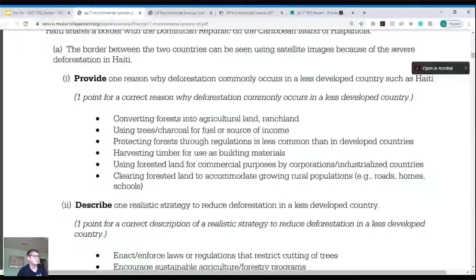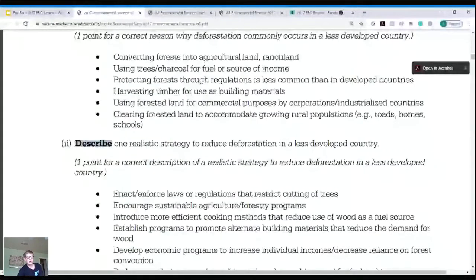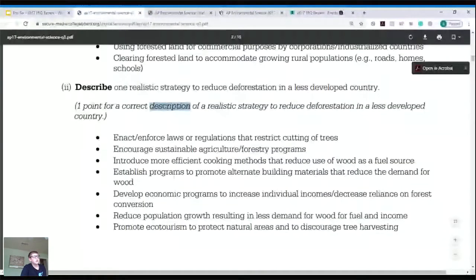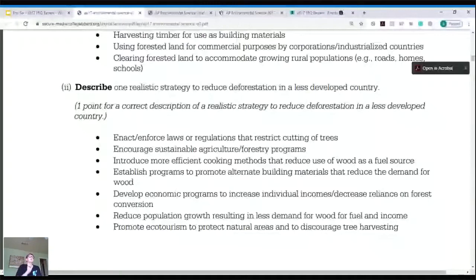All right. And then the second verb is describe. Describe. That means write more than 1 sentence. So describe one realistic strategy to reduce deforestation in the less developed country. So here it says 1 point for a correct description of a realistic strategy. You only get 1 point for this section of the FRQ. It doesn't say that you get a point for the identification and a point for the description. It's just 1 point for describe. So you have to make sure you have a well thought out description and explanation of what your strategy will be.